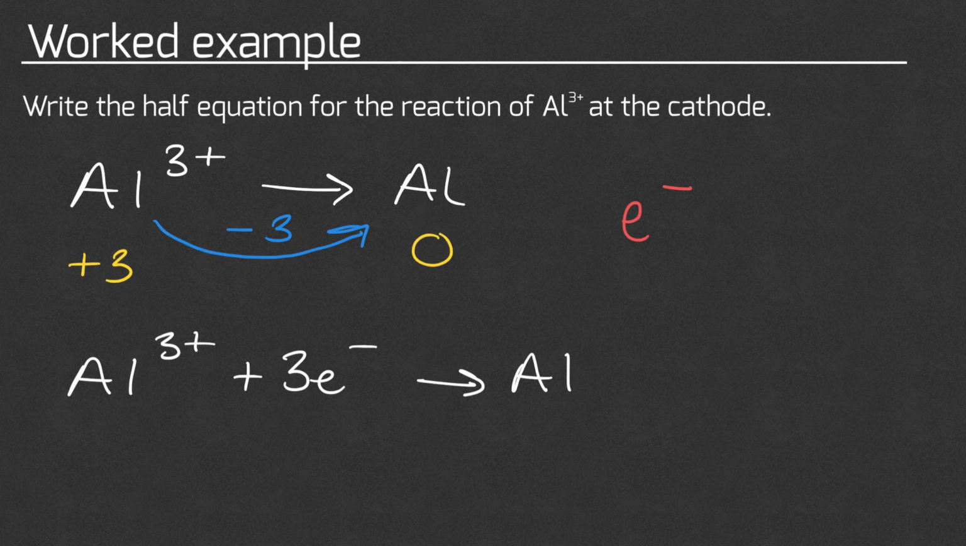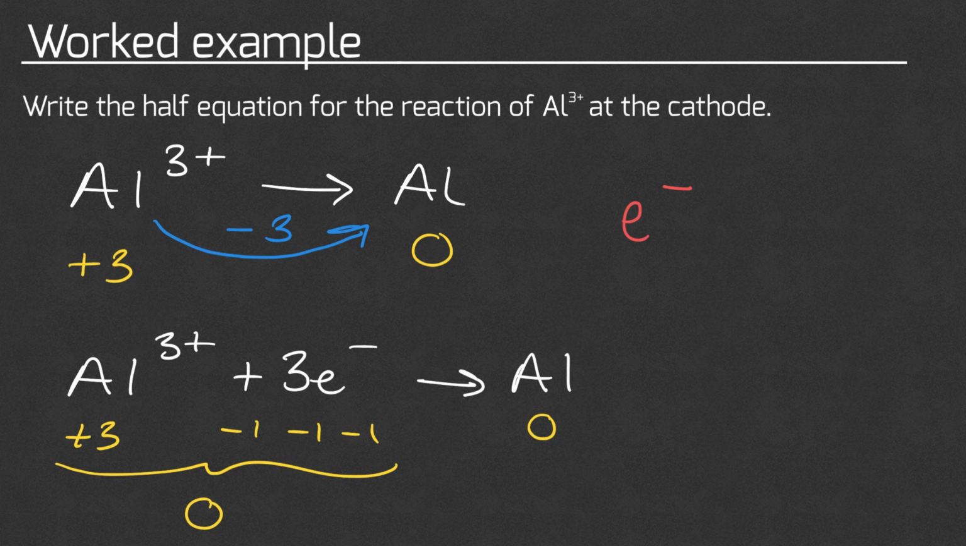So this is our completed half equation. We can check we've got it correct by working out the total charge on each side. Here we can see that aluminium had a 3+ charge, the electron had a -1 charge, but we've got 3 of those, so plus 3, -1, -1, -1 equals 0. On the right-hand side, the total charge is 0, so we've written a correct half equation.